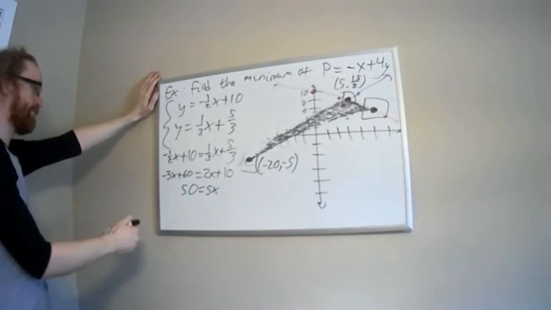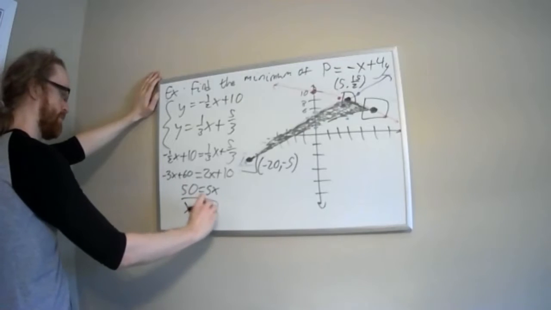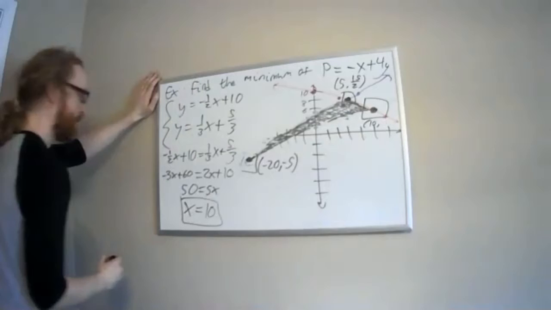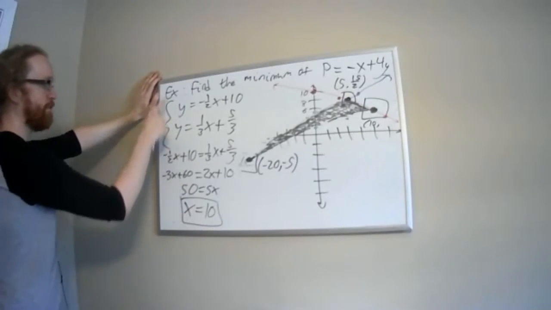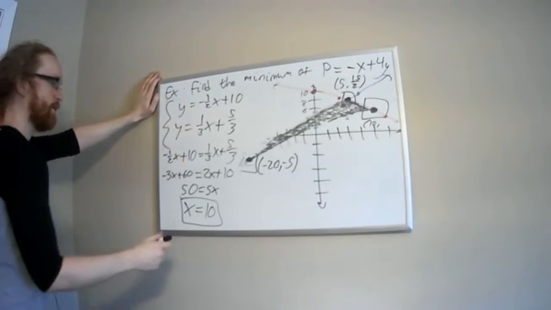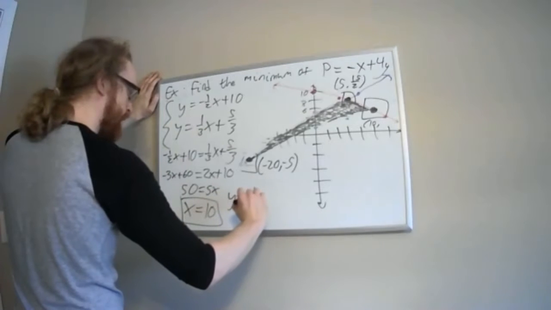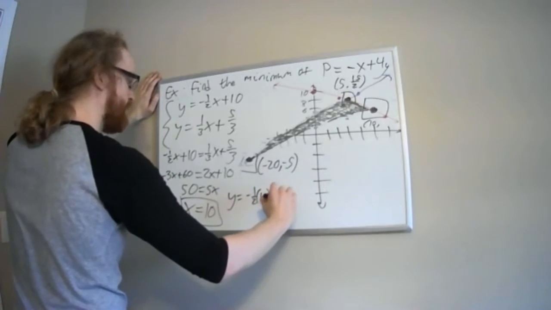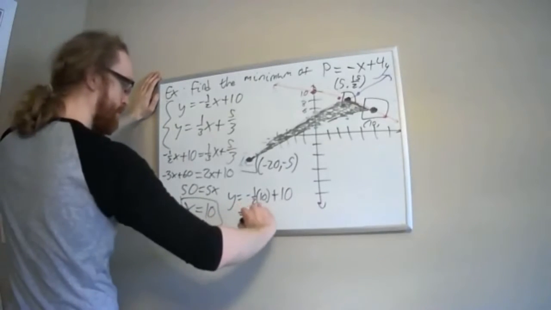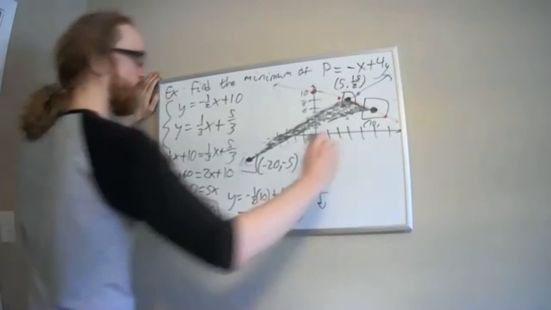So I have 50 equals 5x. Divide both sides by 5. It looks like x equals 10. So the x coordinate over here is 10. And then I just plug this x equals 10 into either of these equations, and I'll do it with this one because there's a denominator of 2, which 2 goes into 10, so this will be nice. y equals -1/2 times 10 plus 10. -1/2 of 10 is -5, plus 10 is just 5. So it looks like the y coordinate is 5.